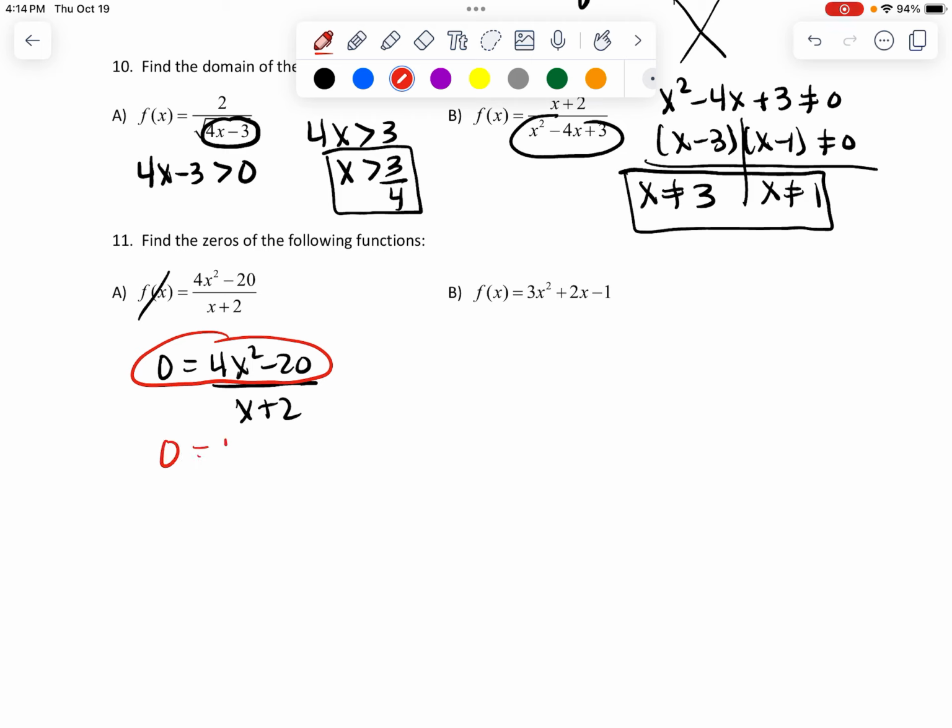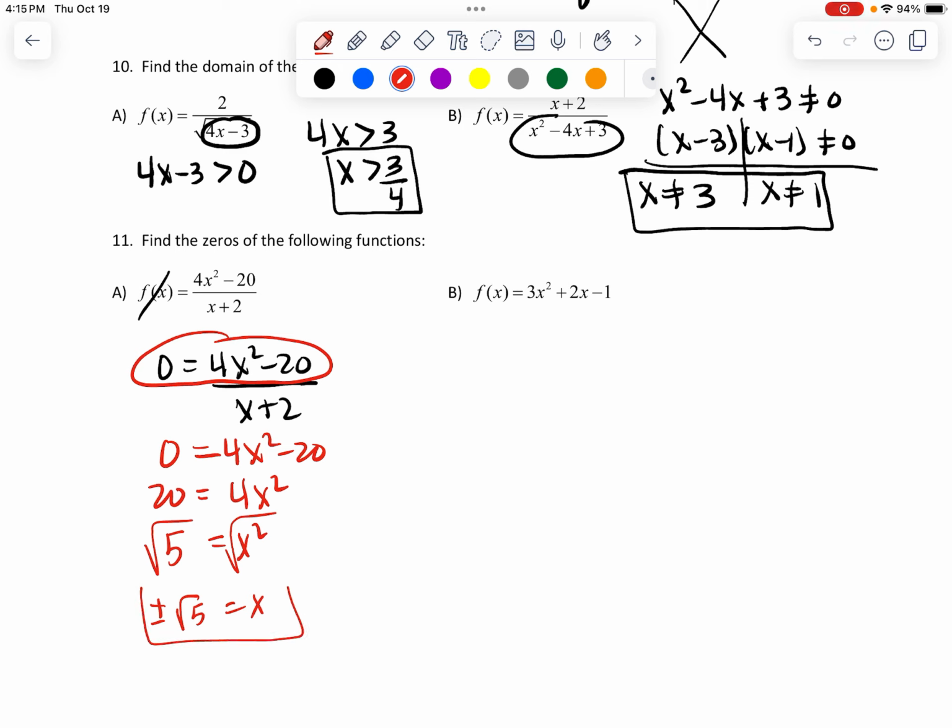I have 0 equals 4x squared minus 20. How do I solve that equation? Well, let's add 20 to both sides, giving me 20 equals 4x squared. And I can divide by 4, giving me 5 equals x squared. And then if I take the square root of both sides, taking the square root, I need a plus or minus. Plus or minus square root of 5 equals x.